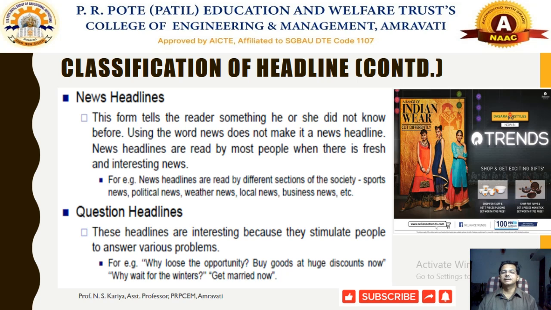News headlines are generally seen in different newspapers and other media like television, or some particular magazines. News headlines are read by different sections of society, for example sports news, political news, weather news, local news, or business news. So there are different forms of news related advertisements that we will see on television as well as other media.